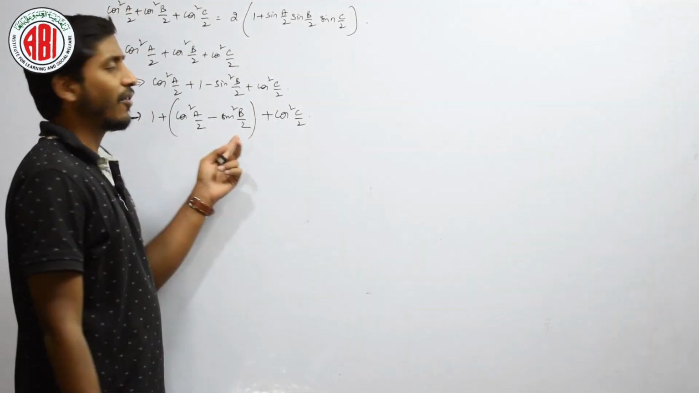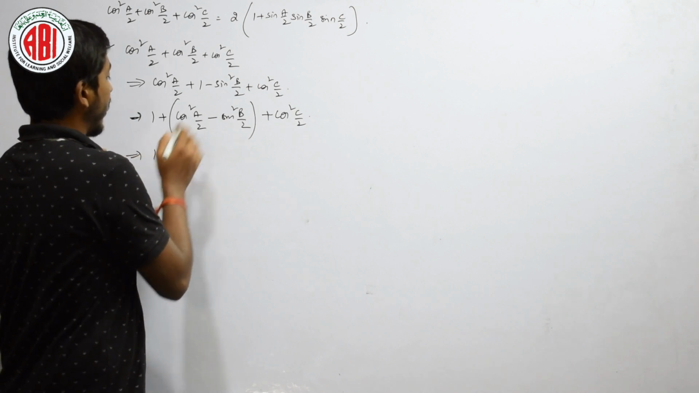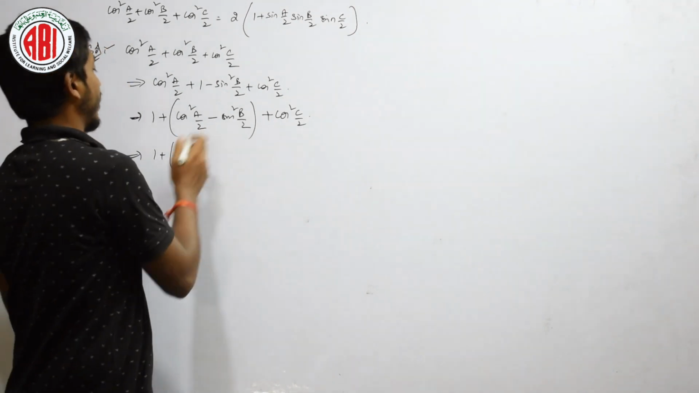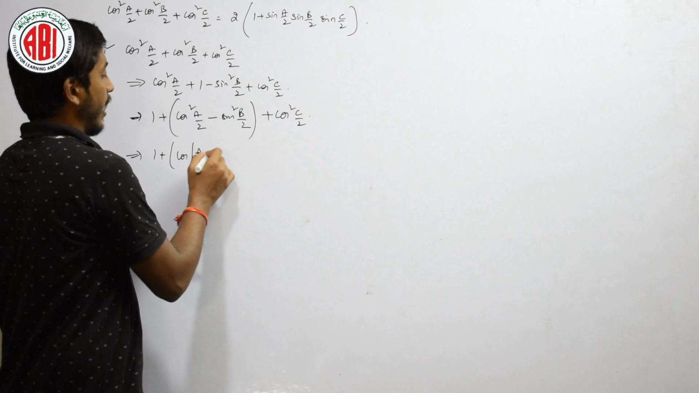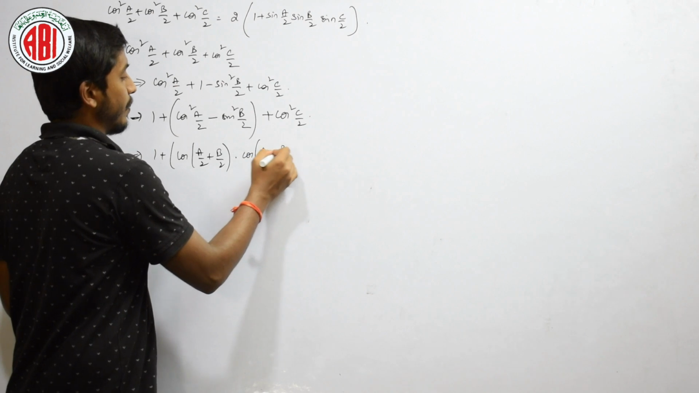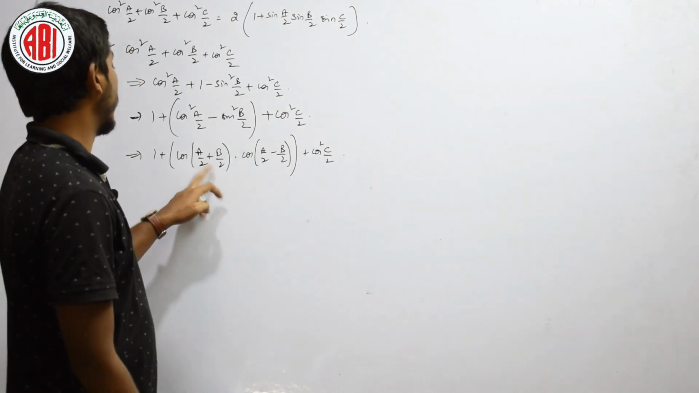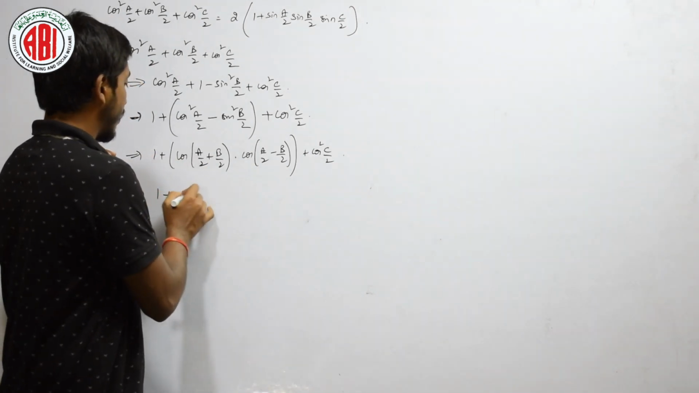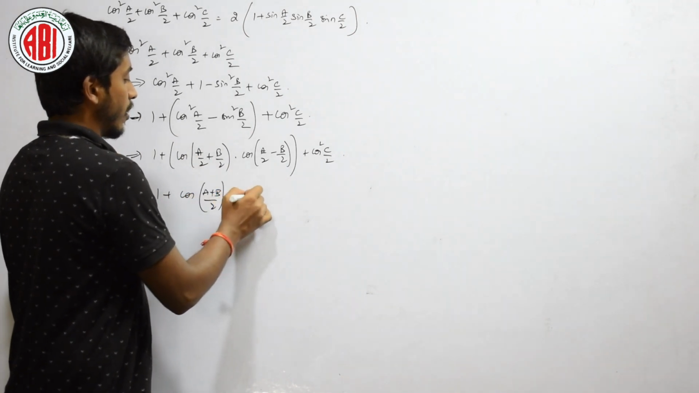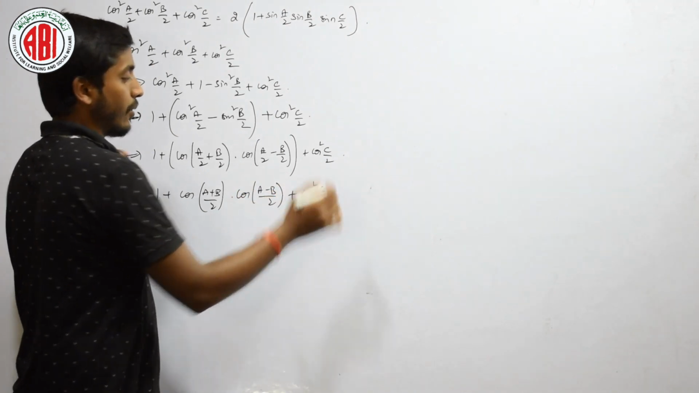Yes. What is the formula of cos square a minus sin square b? That is cos of a plus b into cos of a minus b. Once again I am telling, if you do not know the formula, we can't do anything. This will become cos of a plus b into cos of a minus b, isn't it? Yes or no? Right. Now see here, this will become 1 plus cos of, this will become a plus b divided by 2 into cos of a minus b divided by 2 plus cos square c by 2, right.